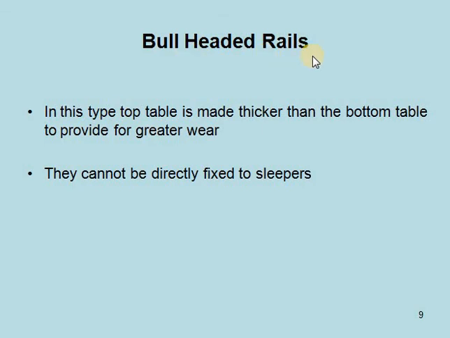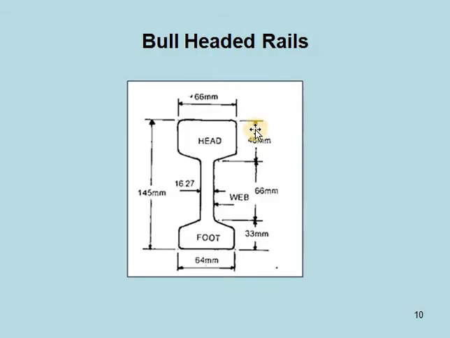Next are bull headed rails. In this type, the top table is made thicker than the bottom table to provide for greater wear, and they cannot be directly fixed to sleepers. In the diagram, the top is the head and the bottom is the foot. The top is 66 mm and the bottom is 64 mm, so the difference is 2 mm. Here 46 mm and 33 mm, and in between 66 mm; this portion is called the web, and the total height of the rail is 145 mm. This is the bull headed rail.